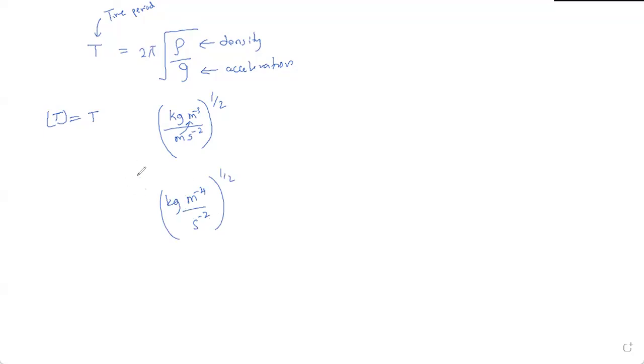So you can clearly see you won't get seconds remaining, because here you get kg to the power half, m minus 4, half of minus 4 is minus 2. Half of minus 2 for s is minus 1. So this is not t equal to t. So that's not the dimension. The dimensions will be m to the power half, L to the power minus 2, t to the power minus 1. This is not t equal to t. So it is not dimensionally correct. This equation is wrong. Okay?